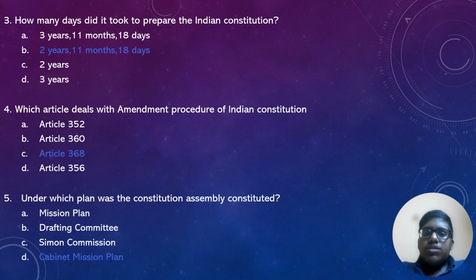Which article deals with amendment procedure of Indian Constitution? Article 352, Article 360, Article 368, Article 356. And the answer is Article 368. Under which plan was the Constituent Assembly constituted? Mission Plan, Drafting Committee, Simon Commission, or Cabinet Mission Plan? And the answer is Cabinet Mission Plan.